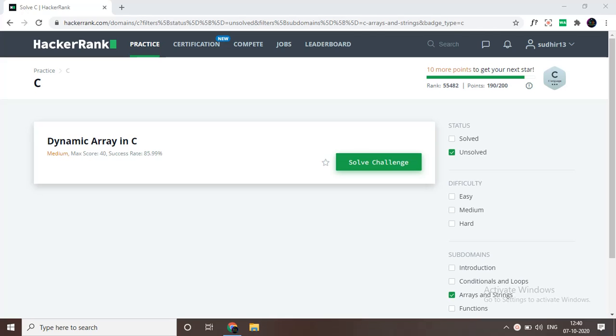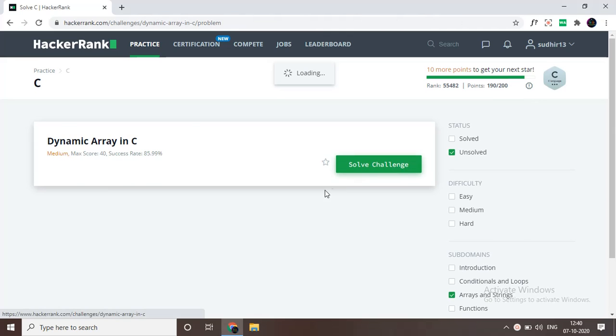Hi everyone. In the HackerRank series, now we are going to discuss dynamic array in C. This is the last programming array concept, and how we are going to solve it. If you solve this one, you get 40 marks, but here I got 10 more points. I got some 4 stars here. Okay, now moving into the question.